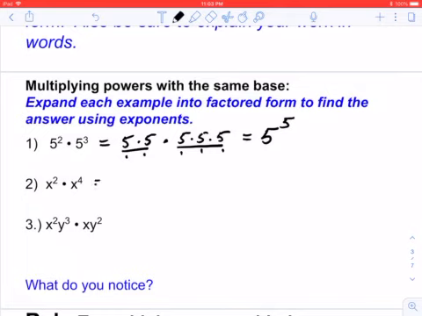On the next one, x to the second is just going to be x times x. And then we've got multiplication still. And next we have x to the 4th. So x times x times x times x. So we have x times x there for x squared. And there's our x to the 4th.